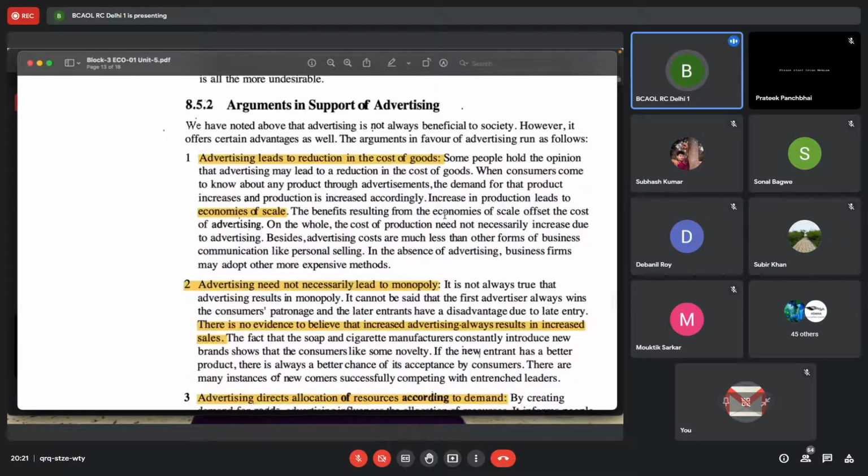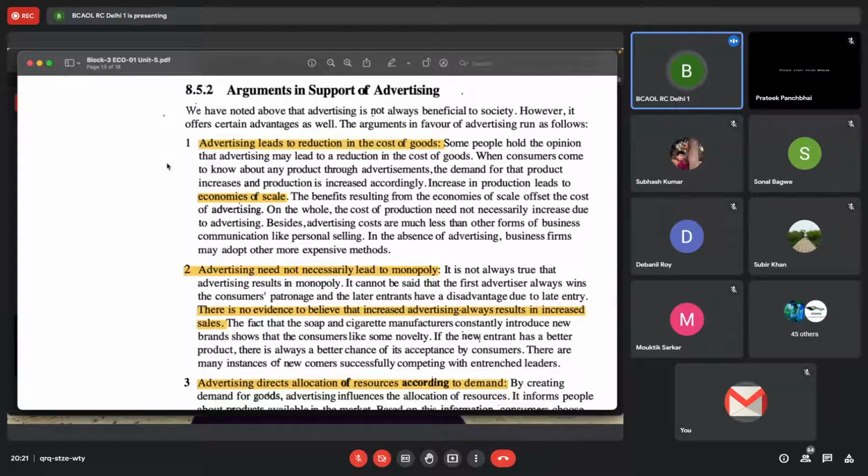Now we are going to support and favor all these points. Earlier it was saying that advertising leads to higher prices. Now it says it leads to a reduction in cost of goods. How? When you create advertisements and people are motivated to buy your product, they will buy more of it over time. So they will have economies of scale, mass production. When you produce a lot of product, your per unit cost decreases. So this will lead to a reduction in cost of goods and in prices.